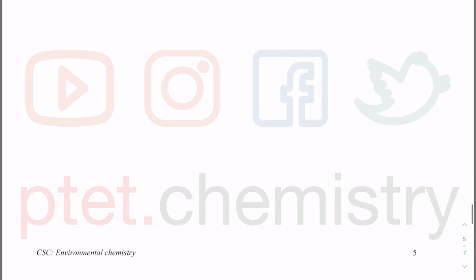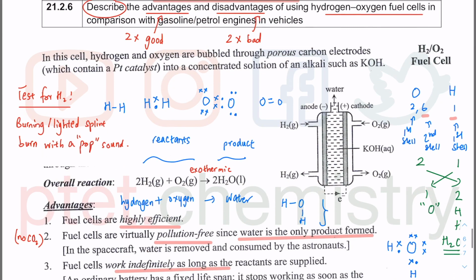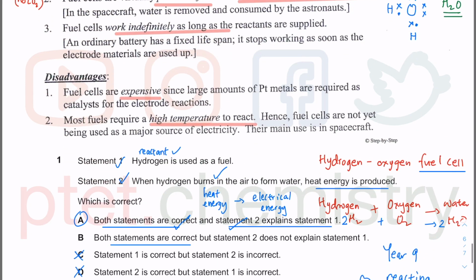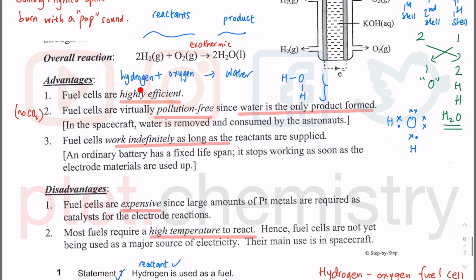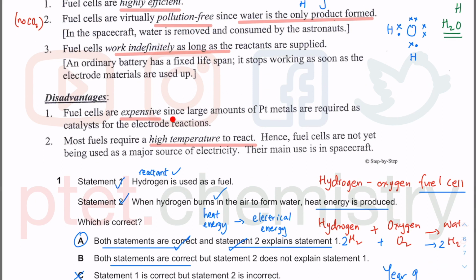Last but not least, I also talked about the hydrogen-oxygen fuel cell. Very importantly, hydrogen burns in oxygen in a very exothermic reaction. They release a large amount of energy, and this heat energy gets converted to electricity, and this allows you to run vehicles or spacecraft. A few advantages: very efficient, pollution free, you only produce water, no carbon dioxide, and they can work for a long time as long as you have hydrogen and oxygen as the reactants. Disadvantages, the bad side of fuel cells: expensive and a high temperature is needed to react.